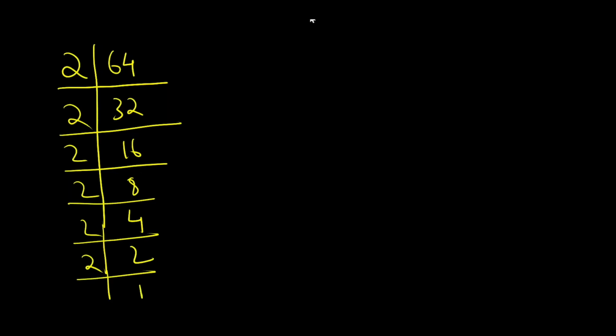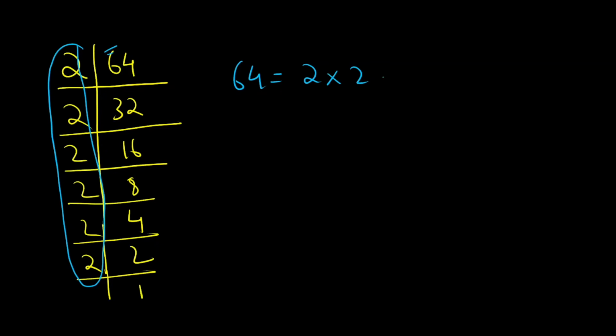Now I know that I can represent 64 as the product of these numbers. So I will write 64 as 2 multiplied by 2, multiplied by 2, multiplied by 2, multiplied by 2, multiplied by 2. Now I want to find out the square root of 64. From here, I will group two same numbers together.